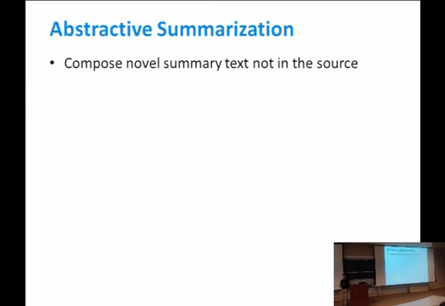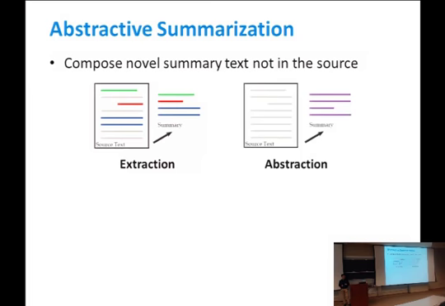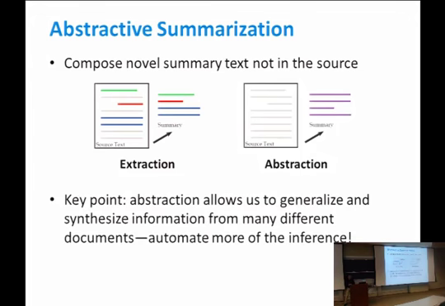Applications of this might be in, say, abstractive summarization, where you want to compose novel summary text not found in the source. Whereas what I've talked about so far has been on extraction, so concatenating multiple snippets from the source text, in abstraction you compose entirely novel sentences. The key point here is that abstraction allows us to generalize and synthesize information from many different points of different documents. So it's able to potentially automate more of the inferences that make summarization useful in the first place.